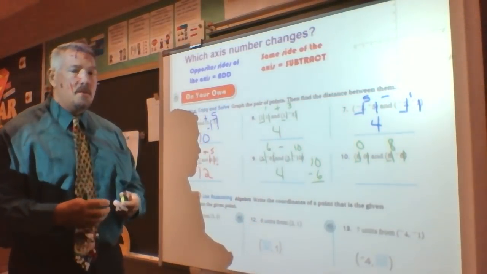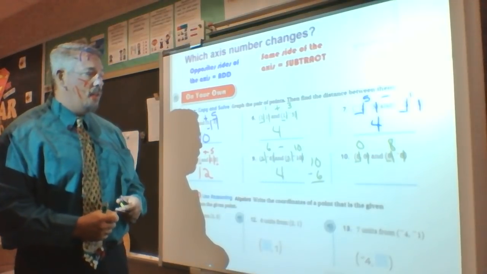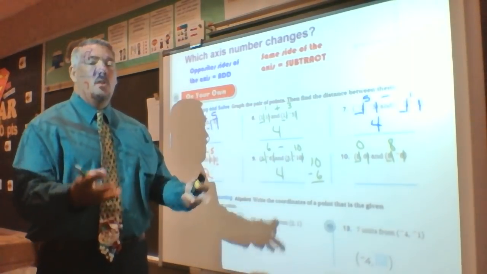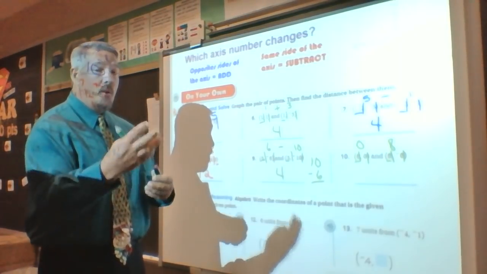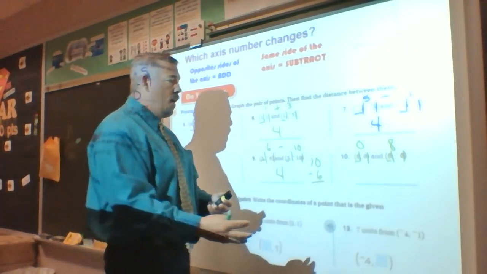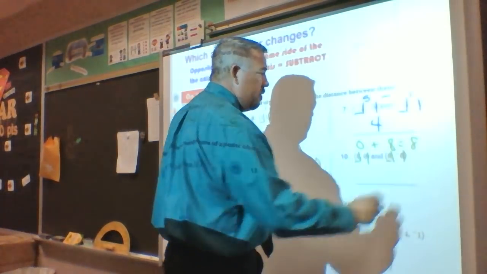So are they on the same side? Well, that was a little tricky, how you look at it. I could say they're on opposite sides. Okay, so I would have opposite sides. I would add them together, and therefore 0 plus 8 would give me 8.